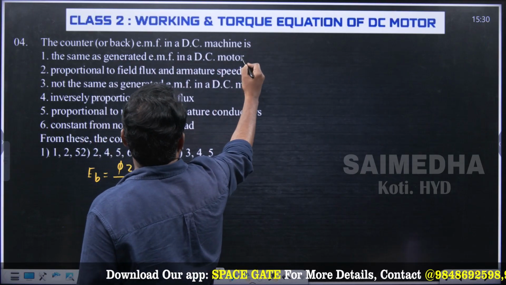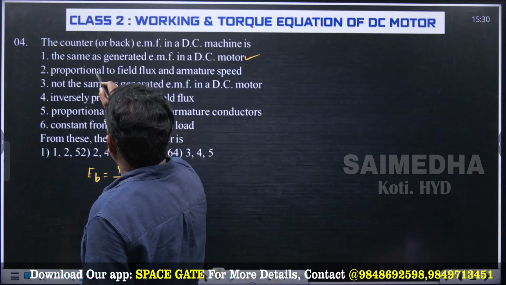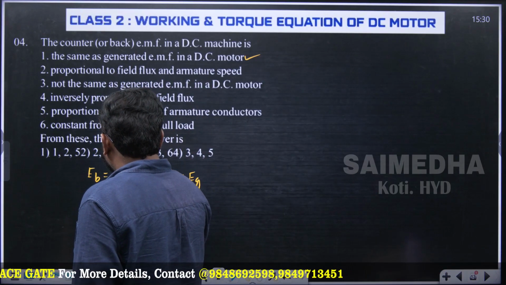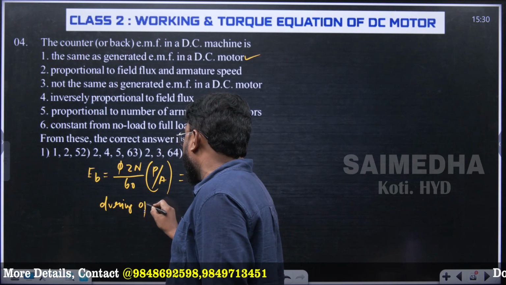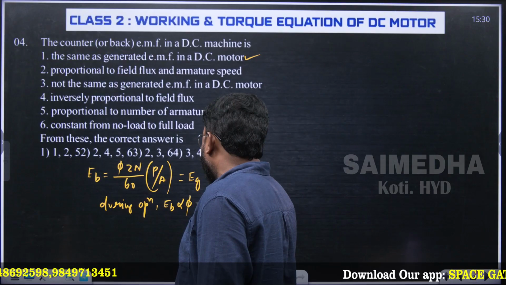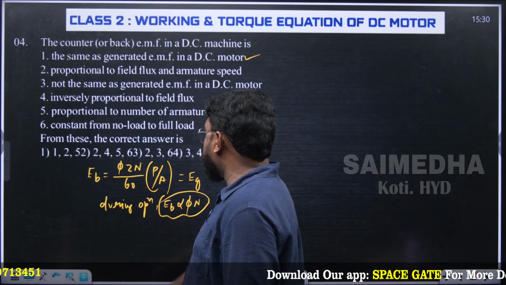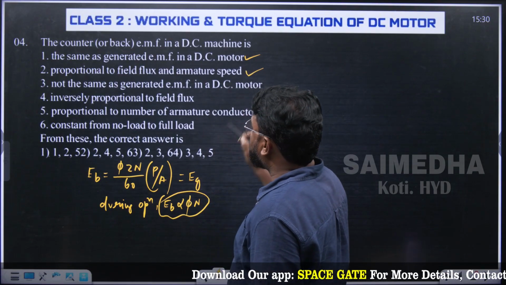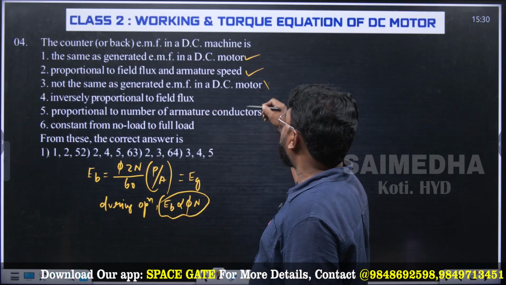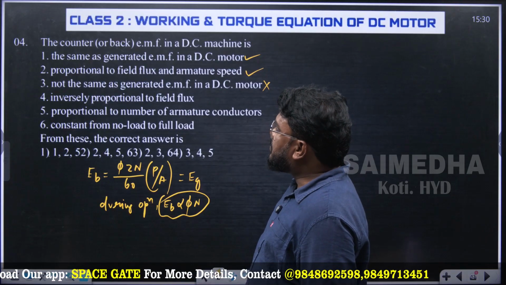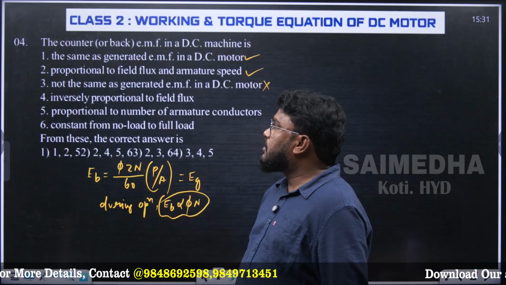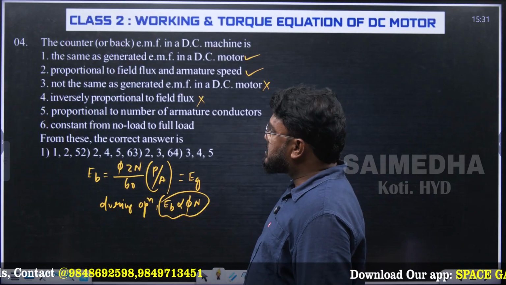same as generated EMF in the DC motor. So the first statement is a correct statement. And proportional to the field flux and armature speed: during operation of the motor, this back EMF is directly proportional to the product of the field flux and the speed. This is also a correct statement. Not the same as generated EMF in the DC motor, it is not correct. Inversely proportional to the field flux: actually back EMF is directly proportional to the field flux. This is also a wrong statement.